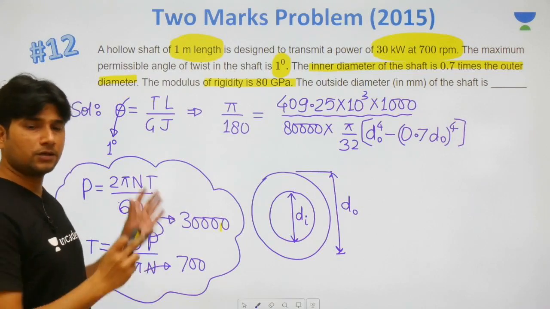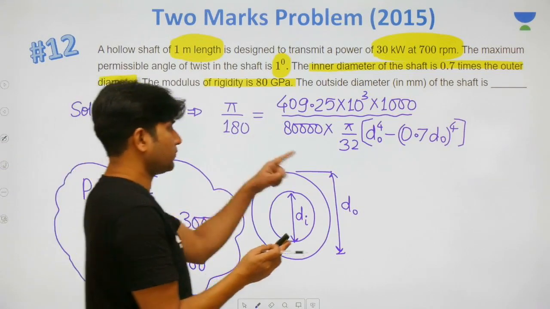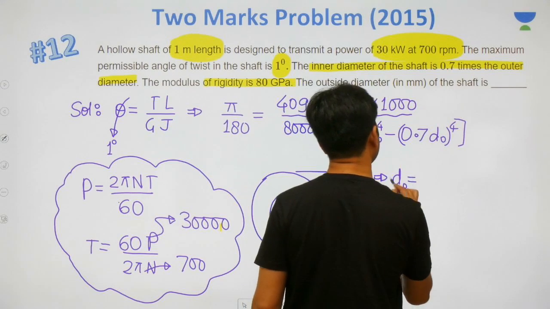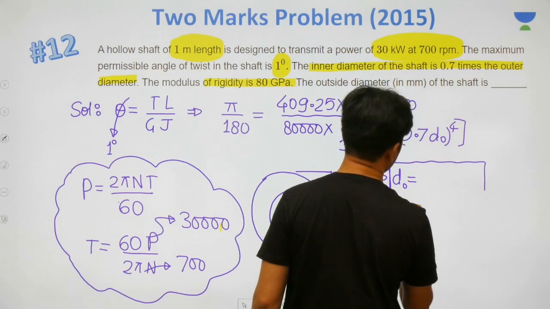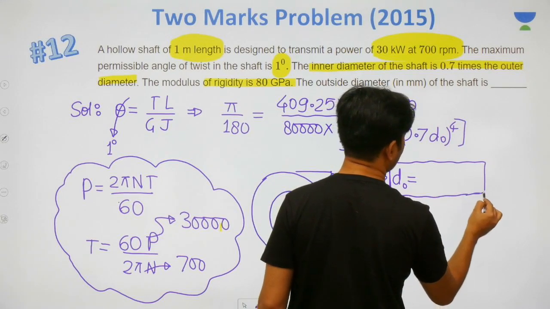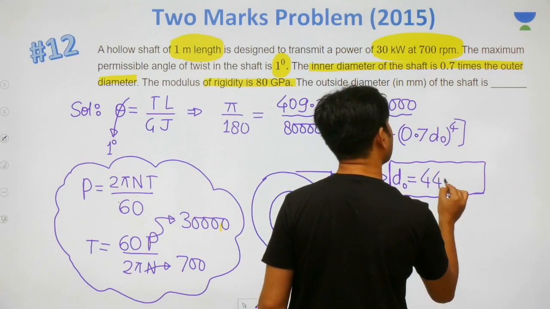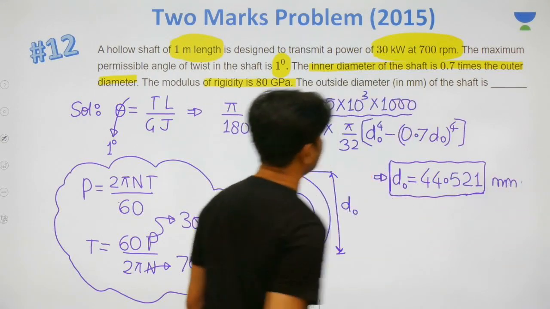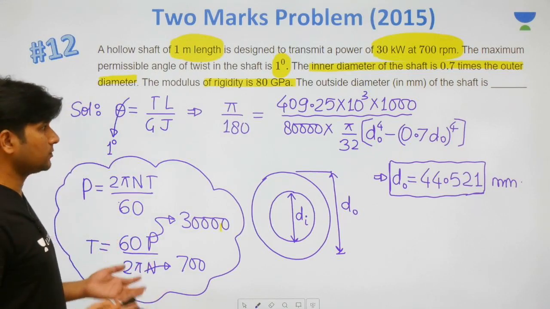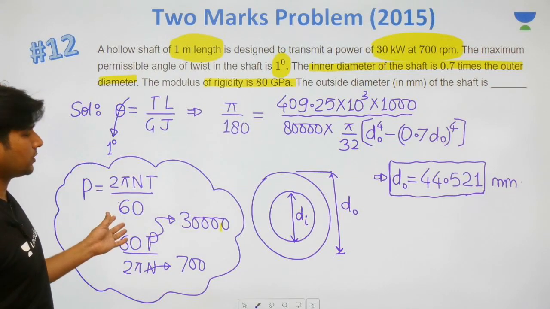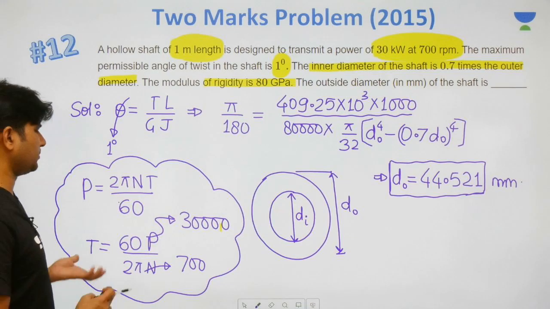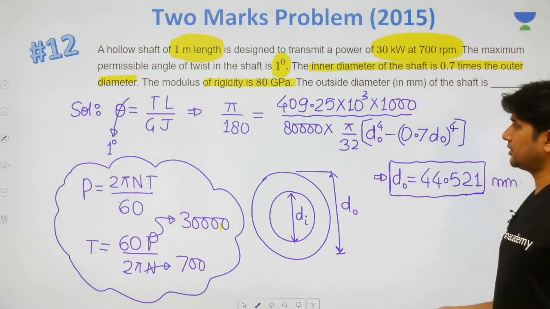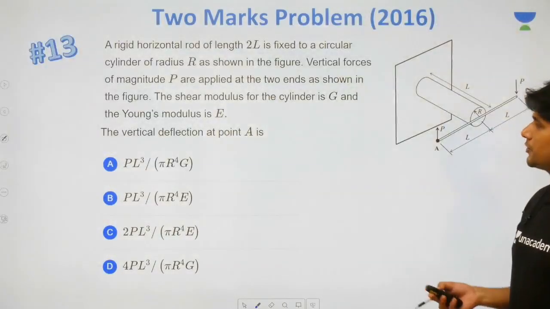Now you can see that you have only one unknown left here, and that one unknown is nothing but D outer. So you can solve for that D outer value. If you solve for it, you'll get somewhere around 44.521 millimeter. So this was a very simple problem if you just know the power formula. And anyways, I believe 90% of the people know about the power formula, 2 pi N T by 60. So this was a straightforward problem.